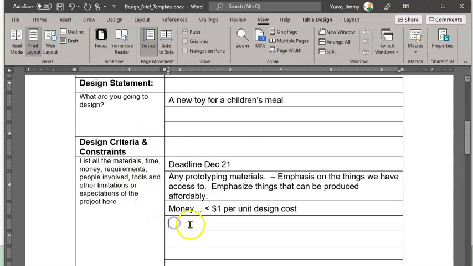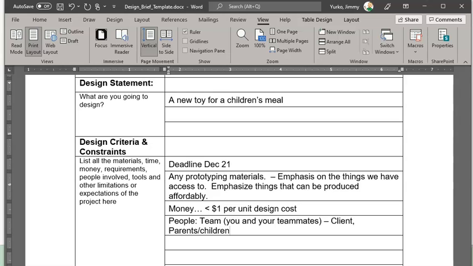Let's see. People involved. You've got a team. It's you and your teammates. What other people do you have involved in this? You have the restaurant buyers. We've got the client. We've got parents and children. Those are important people to consider in the process. Okay, they're not directly involved, but they are definitely the people we need to consider. We might want to survey them and find out some concepts.